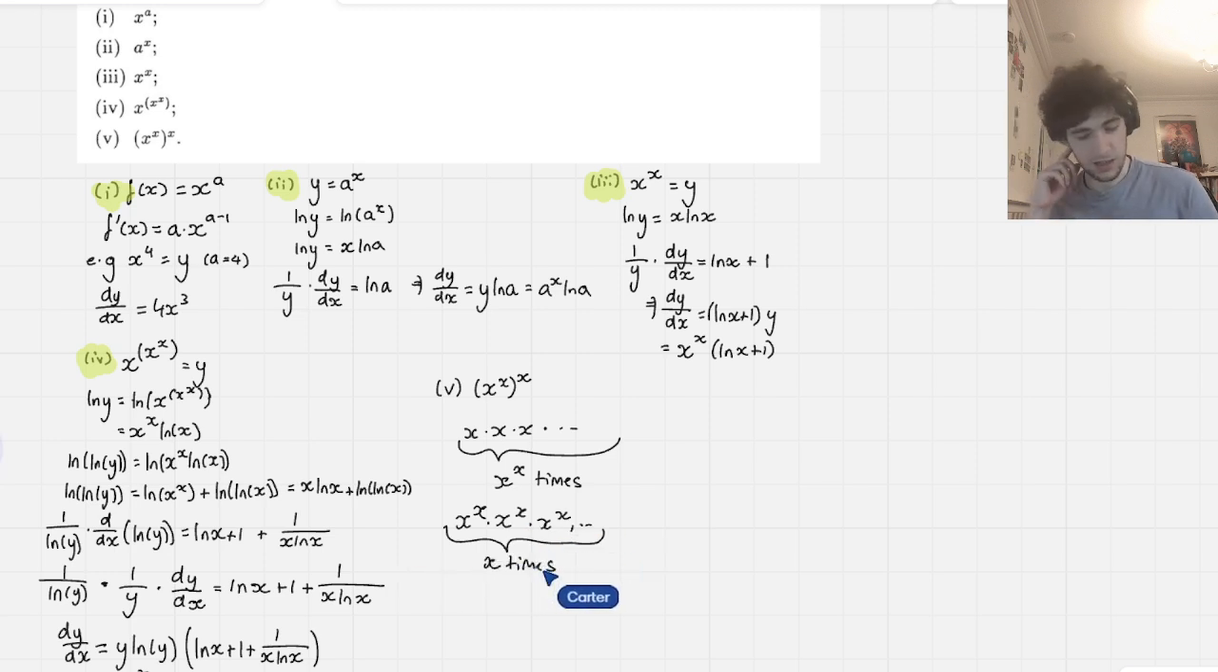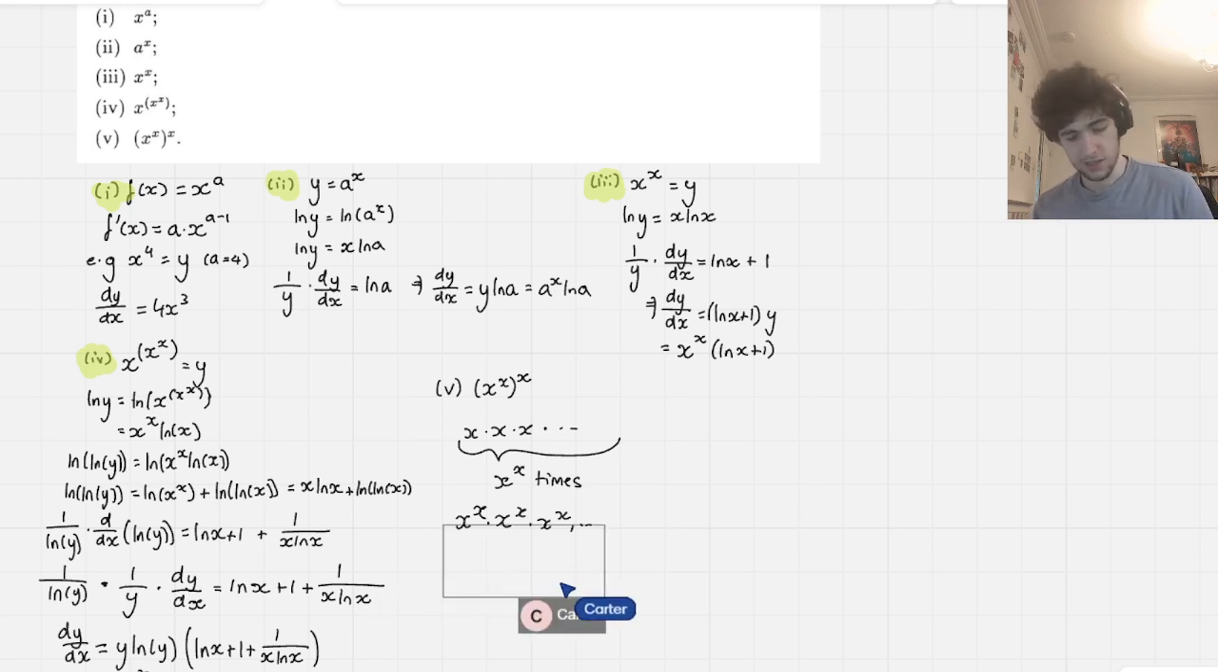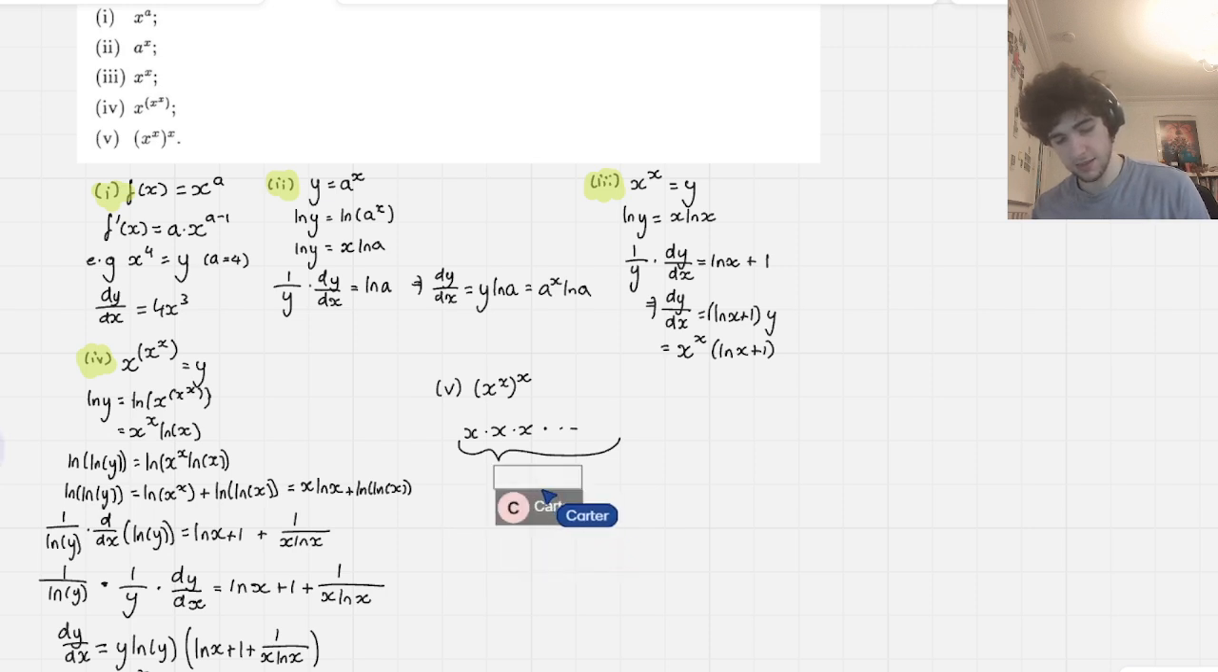So effectively, each time that we do this, we're going to be adding an x. So x to the x times x to the x, by indices, is just x to the 2x, and so on and so forth. But if we're doing it x times, it's going to be x to the x times x, so that's just going to give us x to the x squared. So effectively, we're asked to differentiate, in this case, x to the power of x squared.